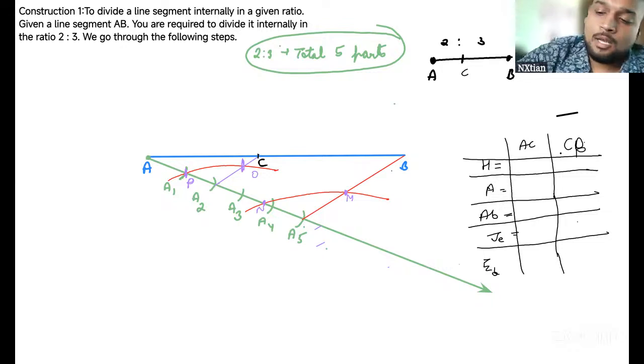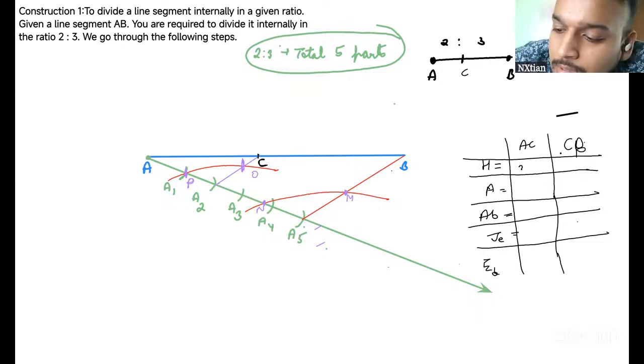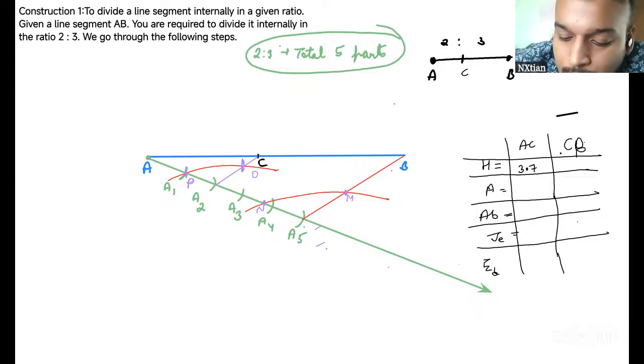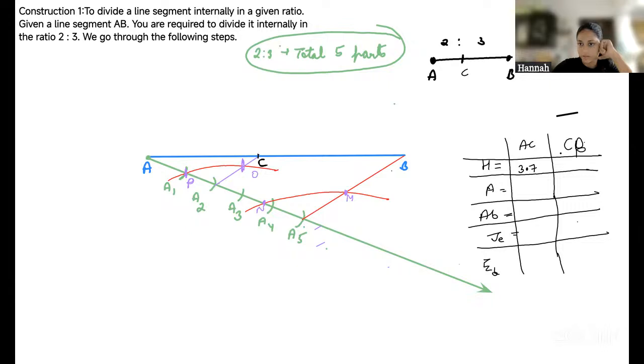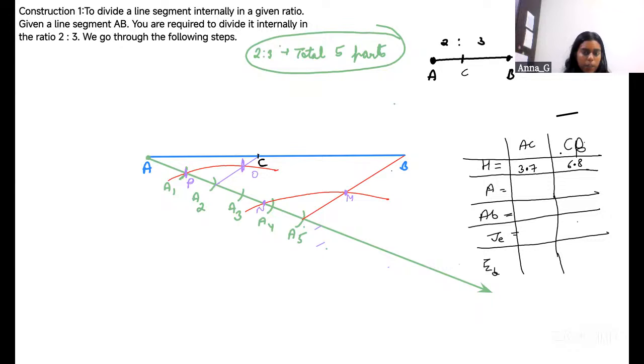So, Hannah, how much you got for AC? 3.7 centimeters. How much you get for CB? AC from A2 to C? Yes. And the other one is CB, Hannah? 6.8. Okay. First I will write everyone's answers. Okay. For AC, I got 3.5 and CB is 5.5.